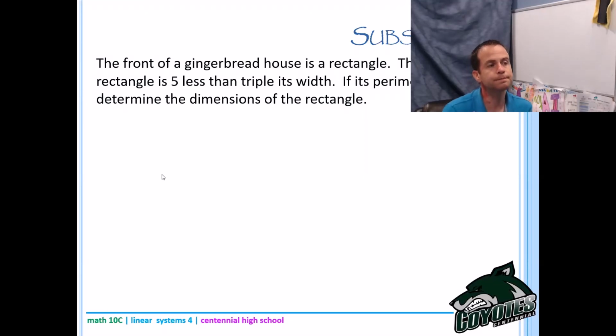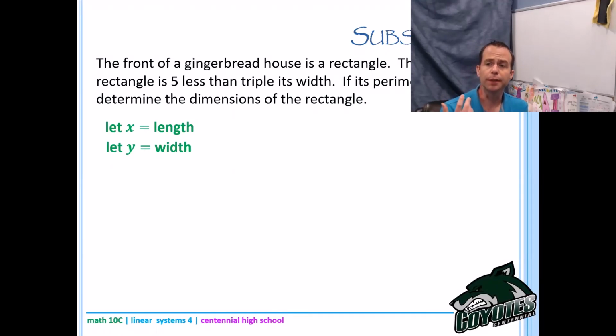So we got to build a system, so we got to start with the legend. What two things are we talking about? We're talking about length and we're talking about width. So that's where my legend's going to come from. I'm going to let x be length and y be width.